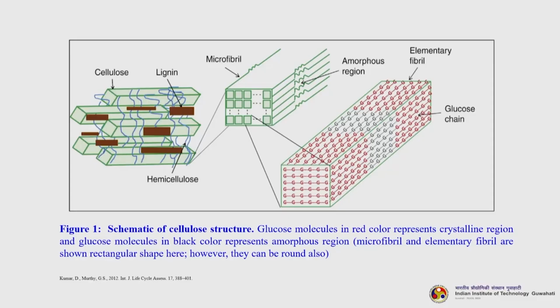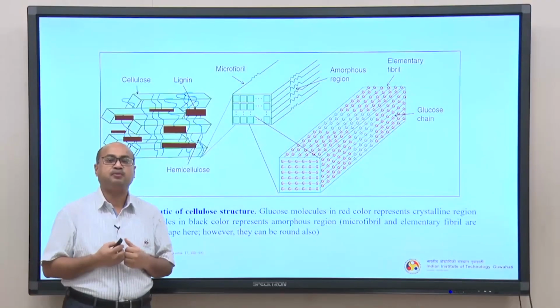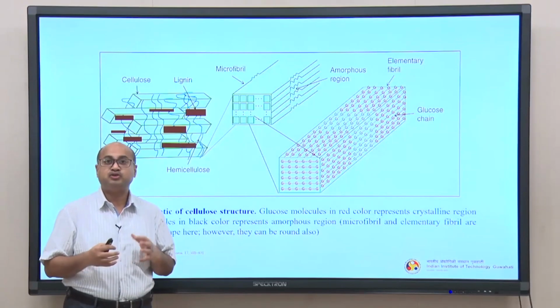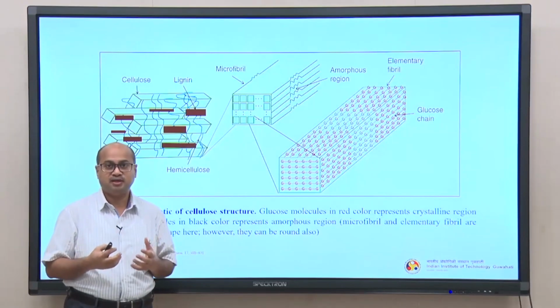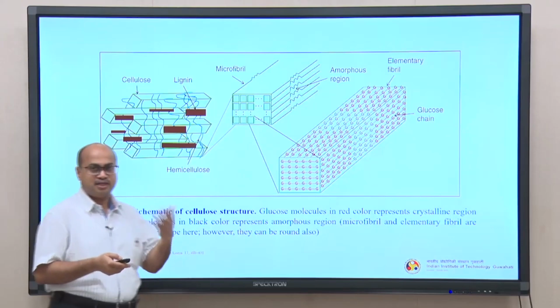If you see how it looks, let us consider a small microfibril, expanded here. Whatever is written as G are all glucose chains, and this is a single elementary fibril. The glucose molecules in red color represent the crystalline region, and those in black color are the amorphous region. In the crystalline region it is difficult for the enzymes to act. So, usually they first act on the amorphous region, then start the cleavage. This we will discuss.